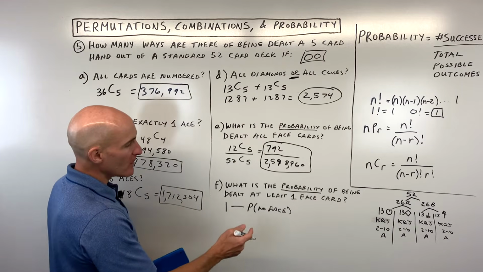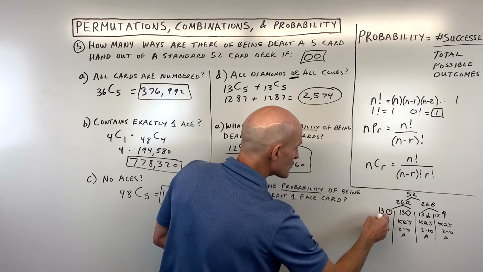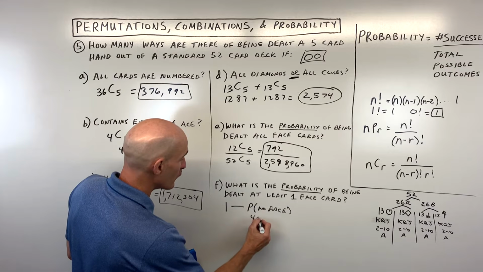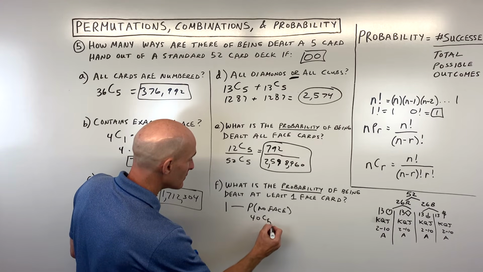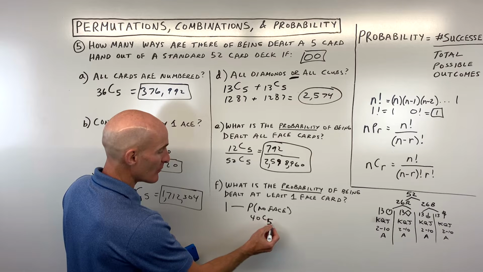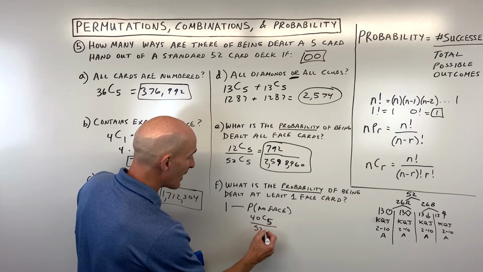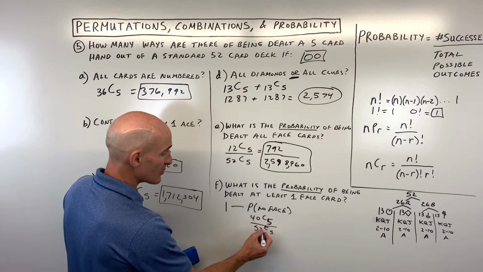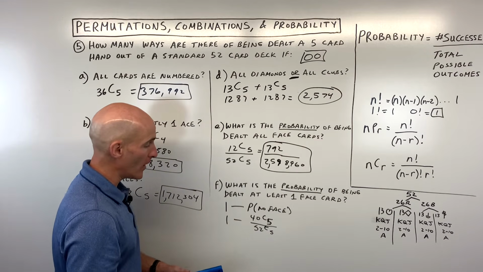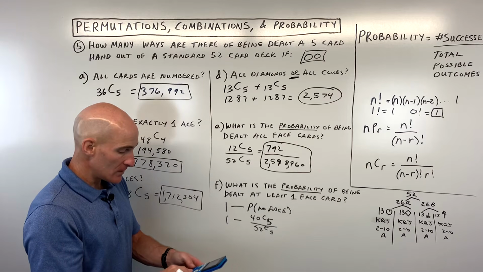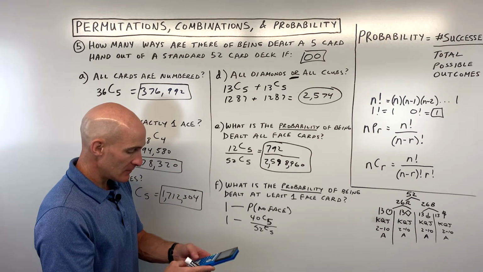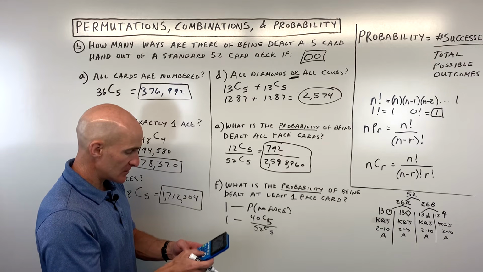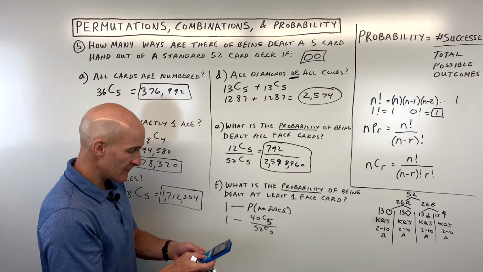So no face cards would be, there's 12 face cards, which means that there's 52 minus 12, 40 non-face cards. So that would be 40C5. So out of 40 non-face cards, how many ways are there of choosing 5, divided by how many ways there are of getting 5 cards out of the 52 card standard deck. And we're going to take that away from 1. So let's see what that comes out to. 40C5 divided by 52C5.